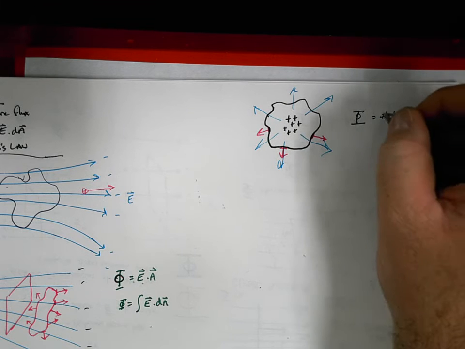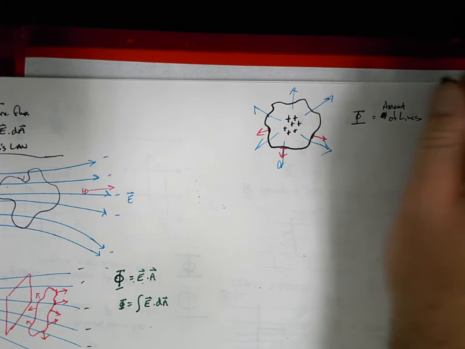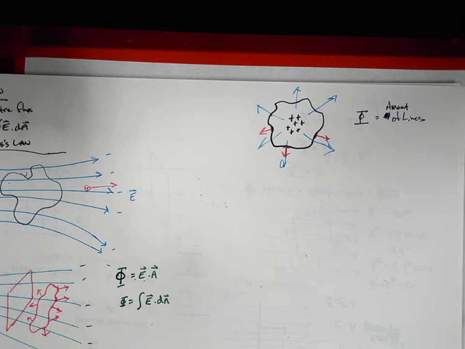In fact, I don't want to call it number of lines anymore. I want to call it amount of lines, because it's a much more vague idea than number of lines. We can never really count a specific number of it.